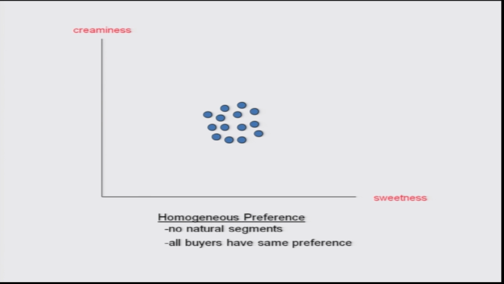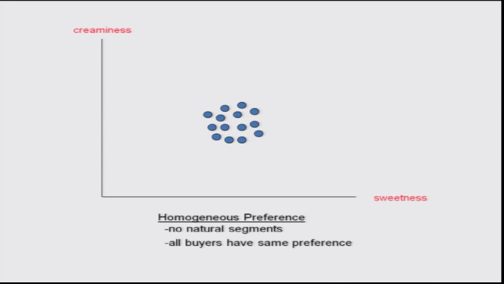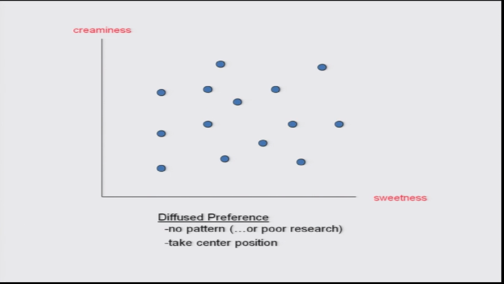So, vanilla ice cream, which is the most popular flavor and has a certain standard of sweetness, is the base ice cream that is often used with fruit salad, or additives like coffee or chocolate sauce are added to it. So, this vanilla ice cream actually represents a kind of homogeneous preference, where all buyers have similar preferences. But the opposite of this is the diffused, that means there is no particular pattern that is emerging.